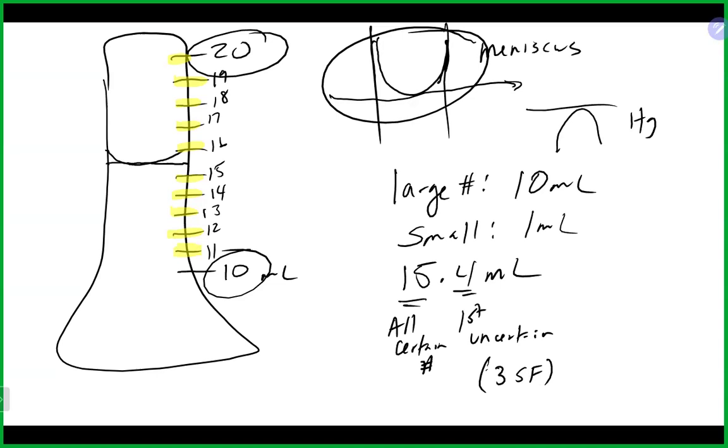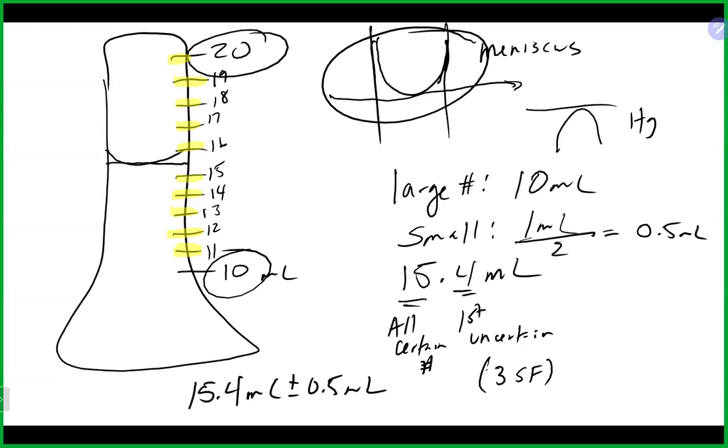Once again, we can take the smallest marking and divide by 2. If we do that, it gives us 0.5 milliliters. So sometimes people may write this as 15.4 milliliters plus or minus 0.5 milliliters.